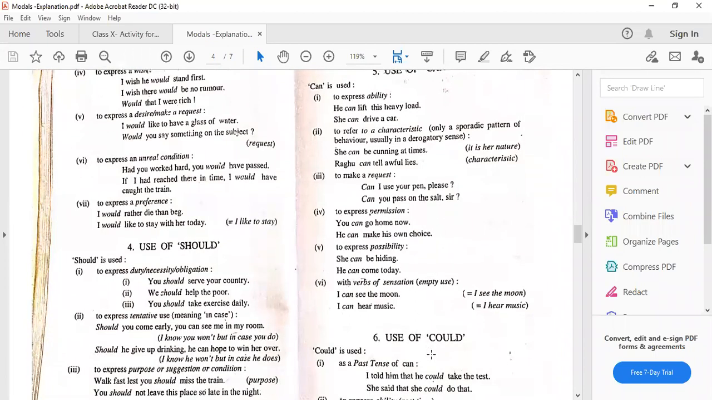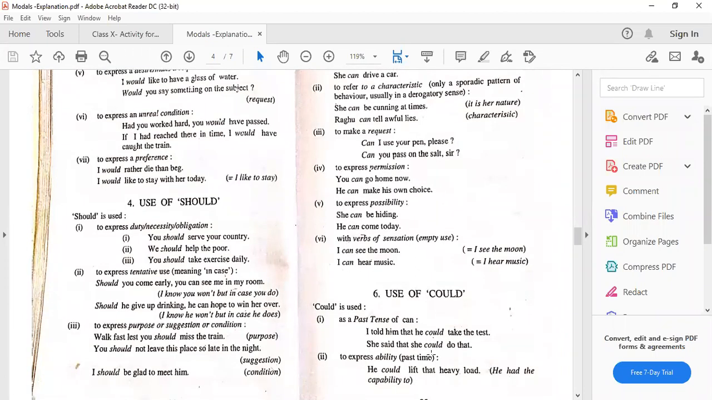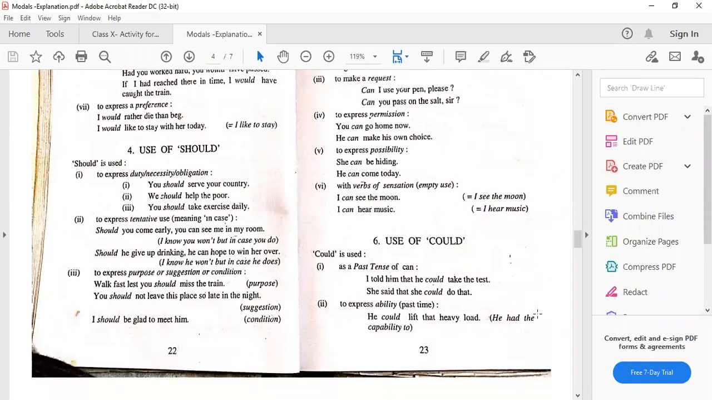With verbs of sensation, I can see the moon. I can hear music. Senses के लिए जो verbs use किए जाते see, hear, feel, उनके लिए हम can use कर सकते हैं. Next is the use of could. Could is used as a past tense of can. I told him that he could take the test. She said that she could do that, as used in the form of reported speech in the narrations.